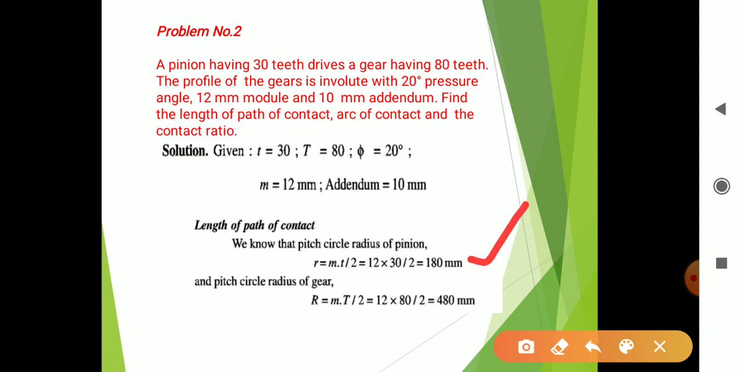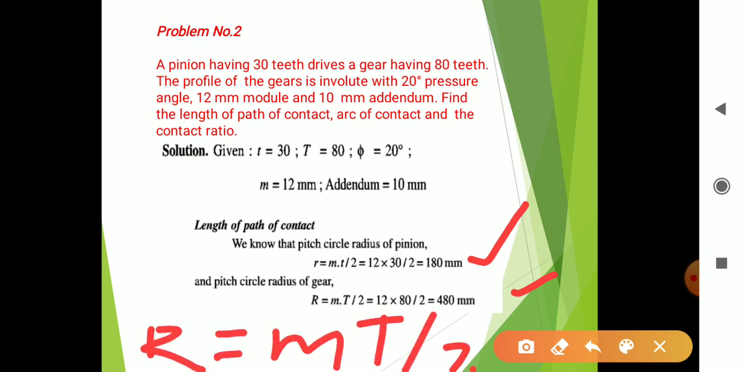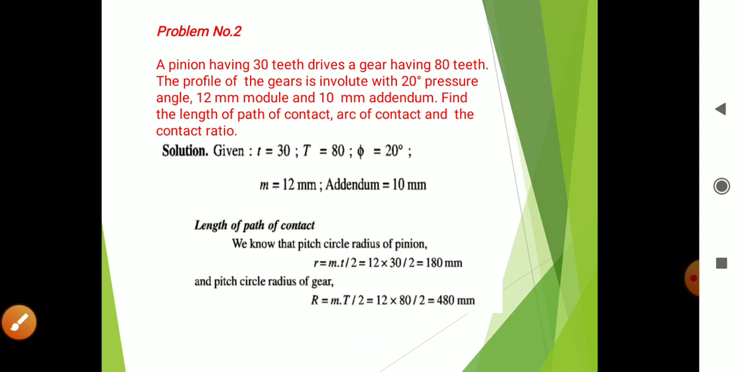This is the radius of the pitch circle of the pinion. Now next is the pitch circle radius of the gear, that is capital R. Capital R is equal to m into capital T divided by 2. In the problem the module m is given. Put the value of module, m is equal to 12, into capital T, the number of teeth on the gear, that is 80, divided by 2. By calculation we get capital R equal to 480 mm.